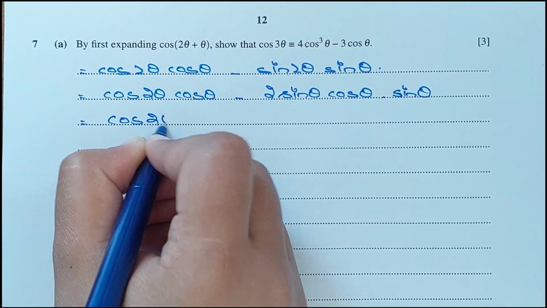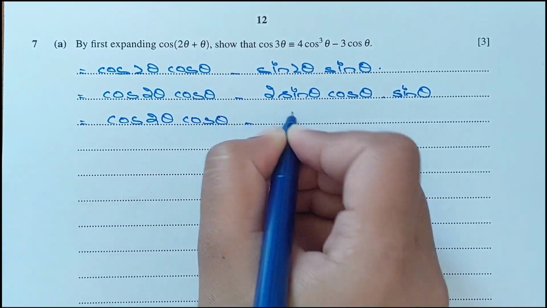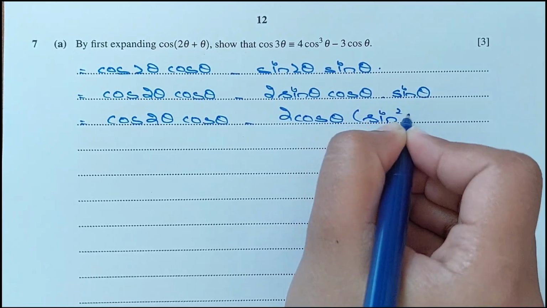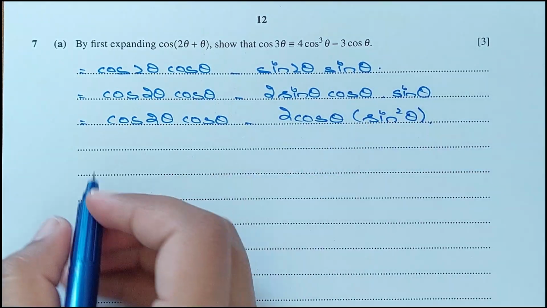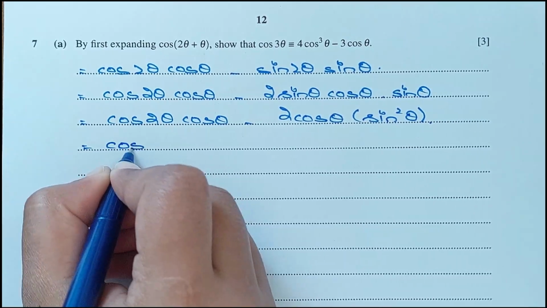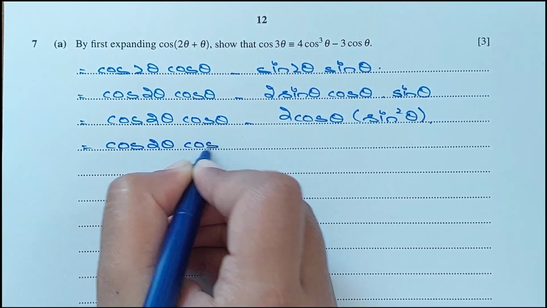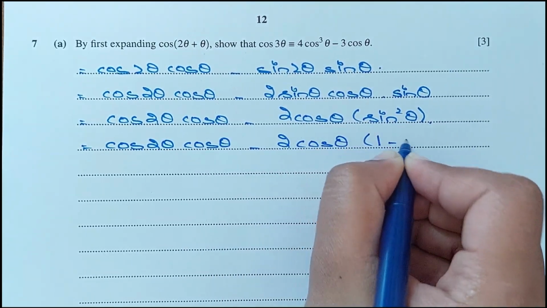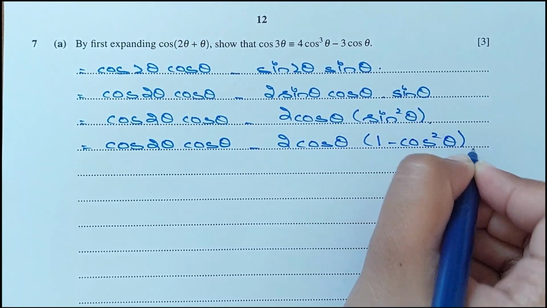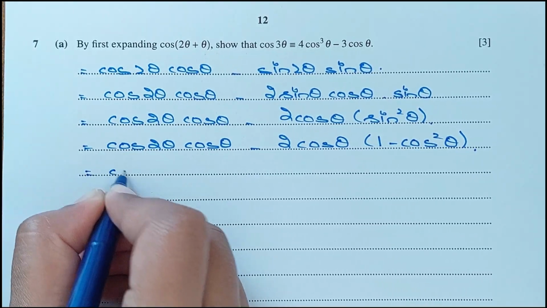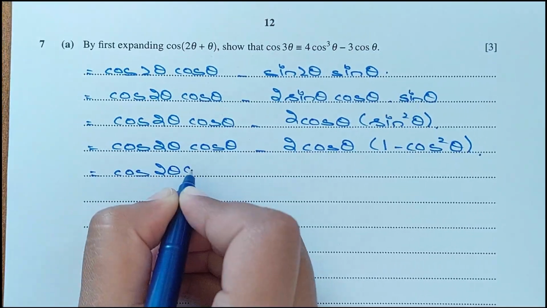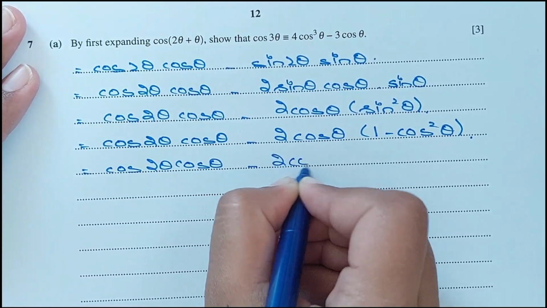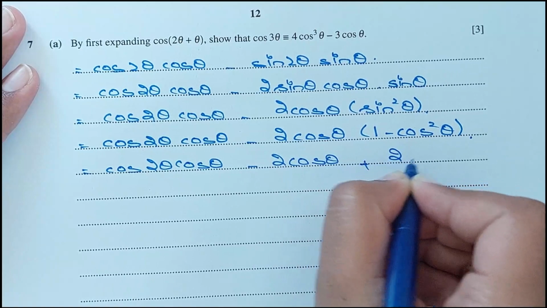Cos 2 theta cos theta minus 2 cos theta sin square theta. Sine square theta in terms of cos is 1 minus cos square. So cos 2 theta cos theta minus 2 cos theta into 1 minus cos square theta. Everything is in cos now. So cos 2 theta cos theta minus 2 cos theta plus 2 cos cube theta.